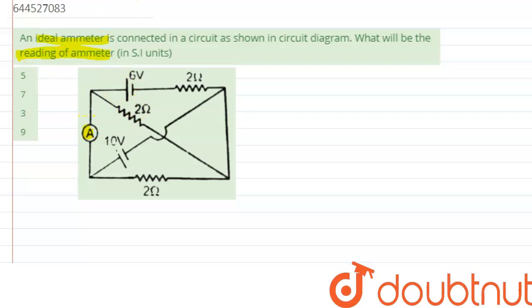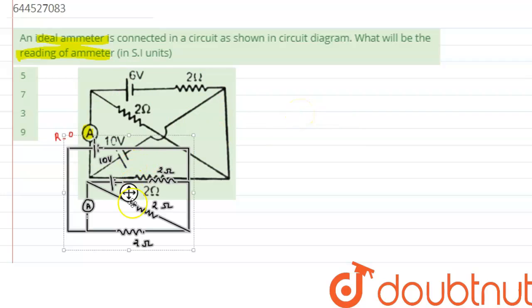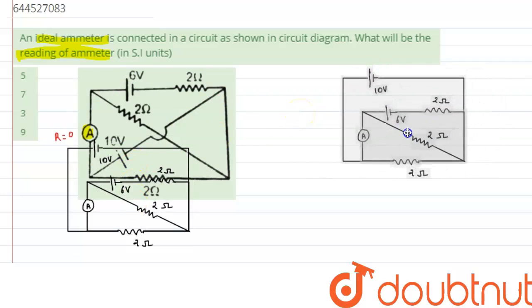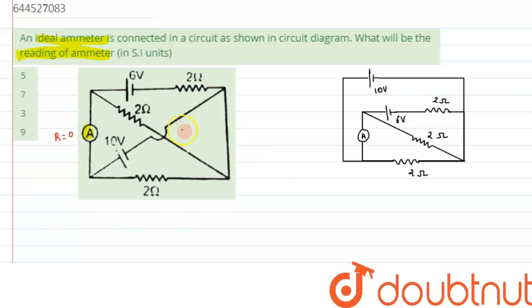An ammeter is given to be ideal. So we know for an ideal ammeter, the resistance value of the ammeter is 0. Alright, we consider it to be 0. So this circuit can be redrawn in this fashion, just to understand the concept of a jumping connection. This type of connection is known as a jump connection.